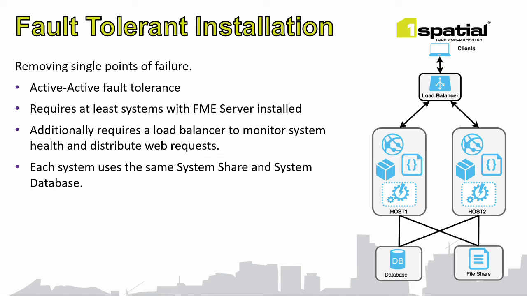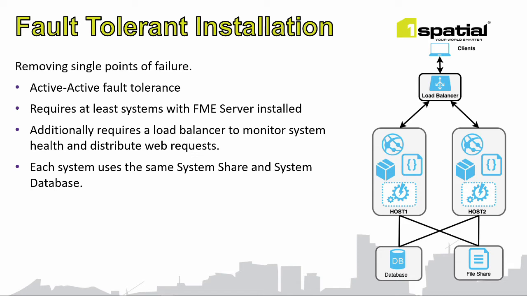To enable a fault-tolerant deployment, you need a minimum of 2 systems with FME installed on both. Each of these systems uses the same system share and system database that provide common points for files and configurations respectively. An additional requirement for a fault-tolerant deployment is a load balancer, which I believe Safe's recommendation for this is an F5, just FYI. What this load balancer will do is monitor system health and distribute the web requests between the FME Server environments. The deployments are an active-active arrangement, meaning all server hosts are active at the same time during normal operation.